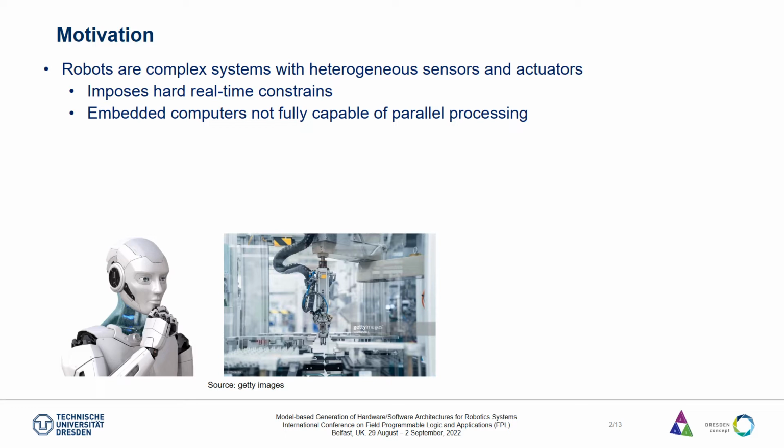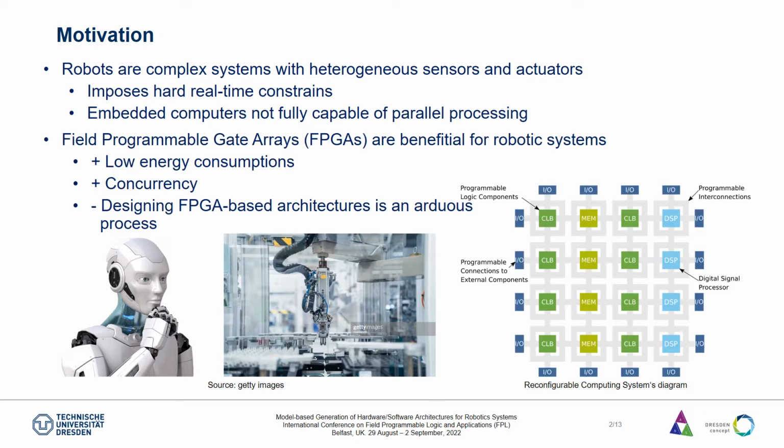Usually, these sorts of systems are fitted with embedded computers which are not fully capable of parallel processing. FPGAs have been proven to be beneficial for robotic systems according to the literature due to their low energy consumption and their concurrency capabilities. However, designing FPGA-based architectures is an arduous process.